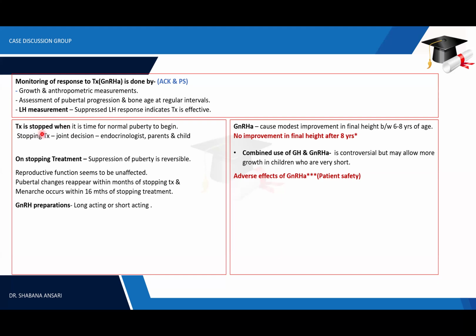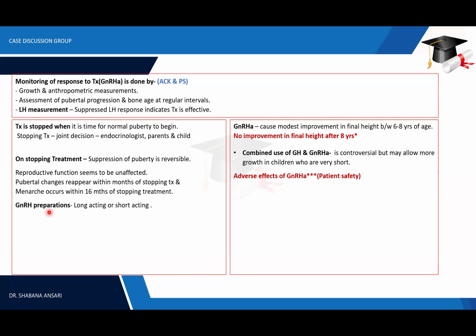Now, when are we going to stop the treatment? When it is time for normal puberty to begin. And stopping treatment has to be a joint decision taken by the endocrinologist, parents, and child. Now, what happens when we stop treatment? Suppression of puberty is reversible, because we are giving this treatment to suppress puberty. But now we have to stop the treatment so that there are going to be the pubertal changes. Reproductive function is usually unaffected. On stopping treatment, pubertal changes reappear within months. Menarche will occur within 16 months of stopping treatment.